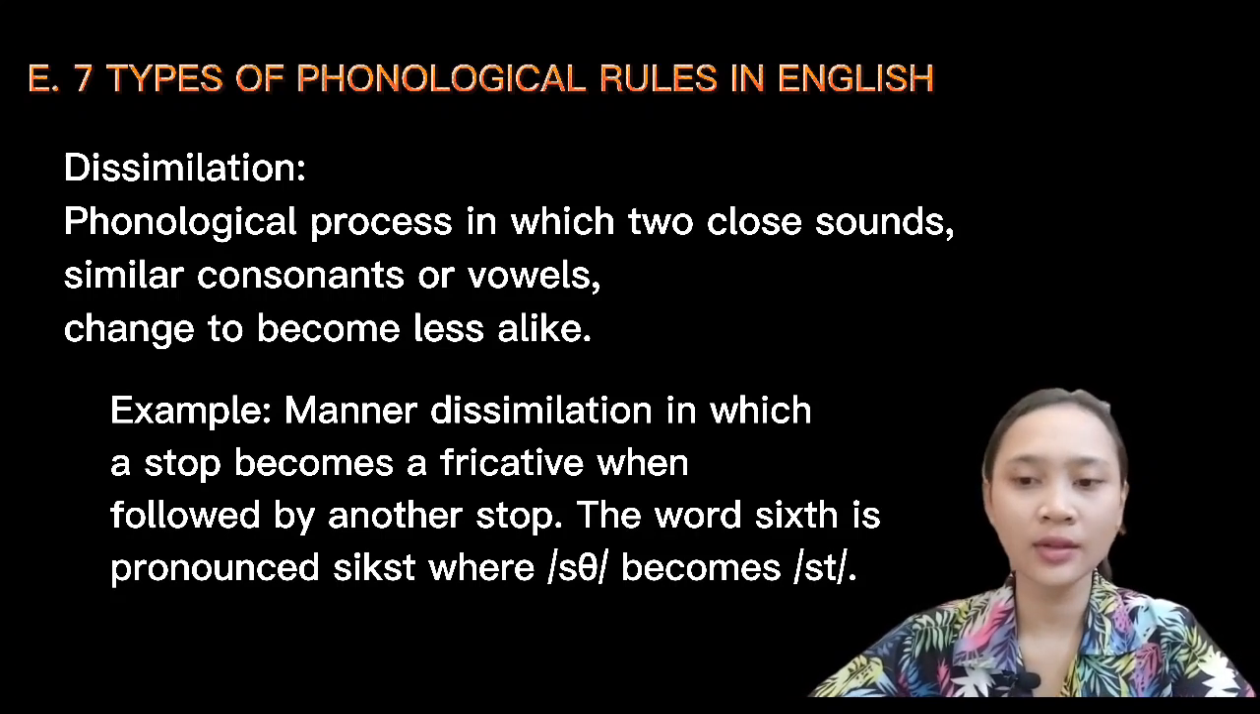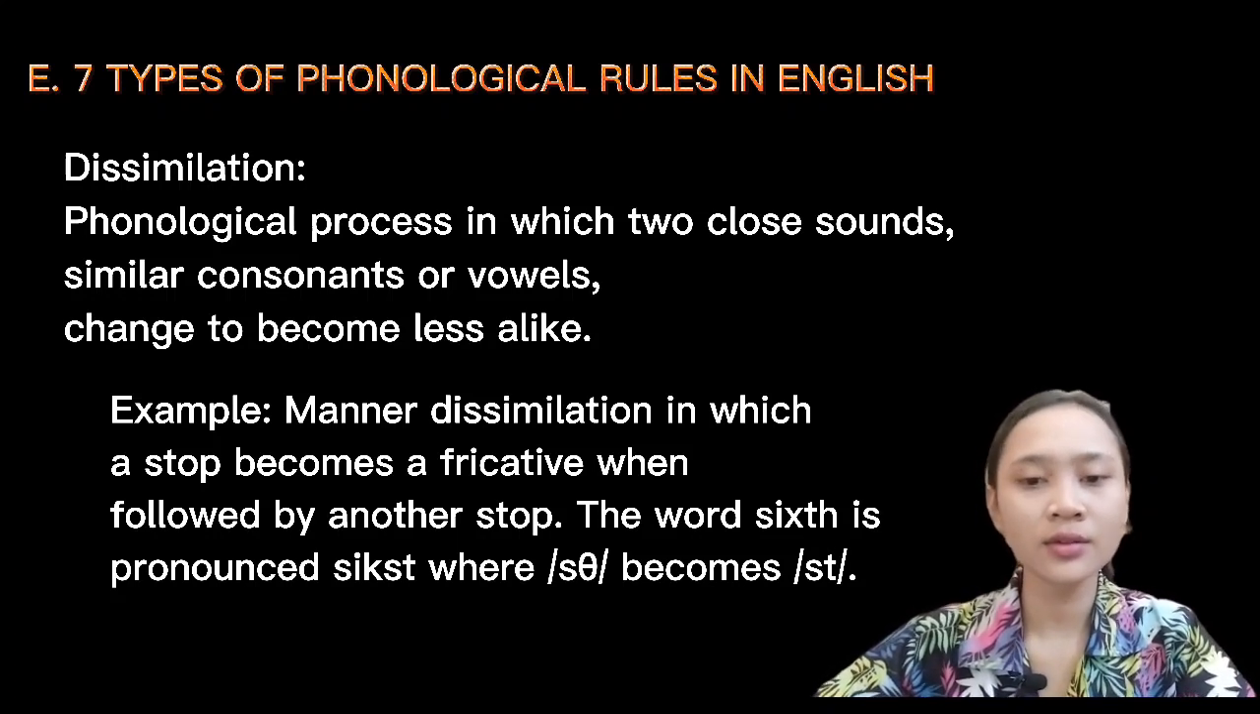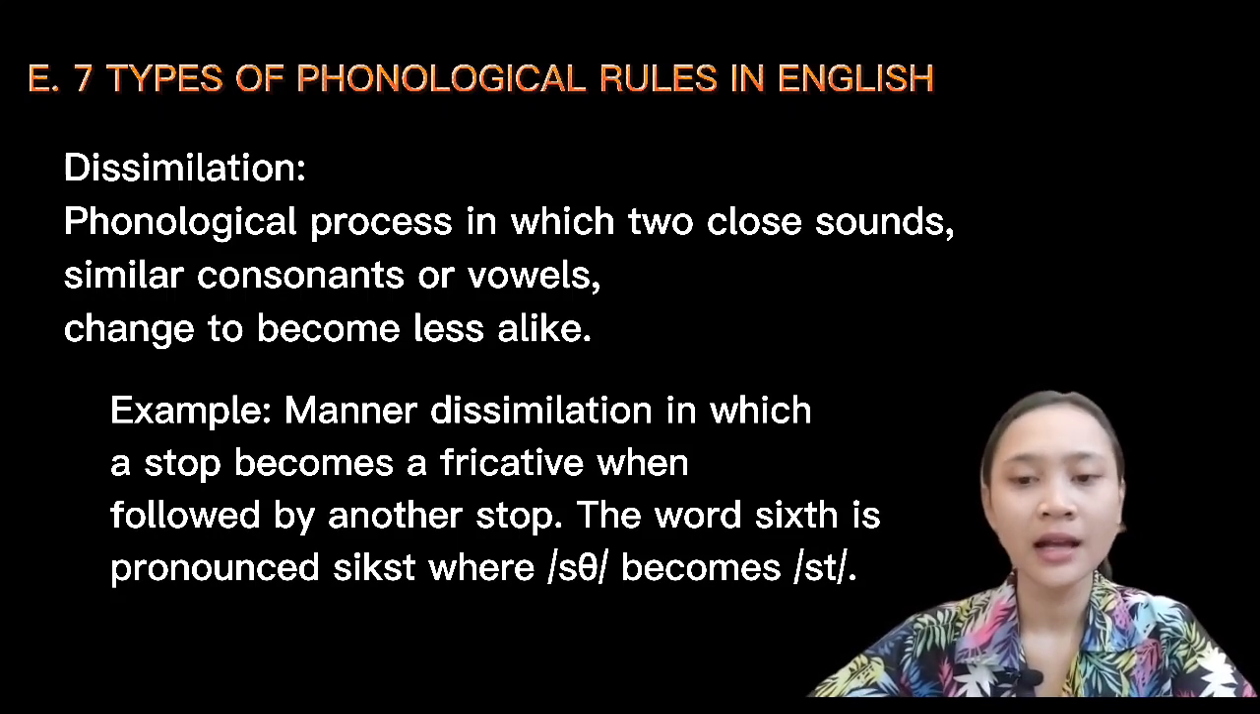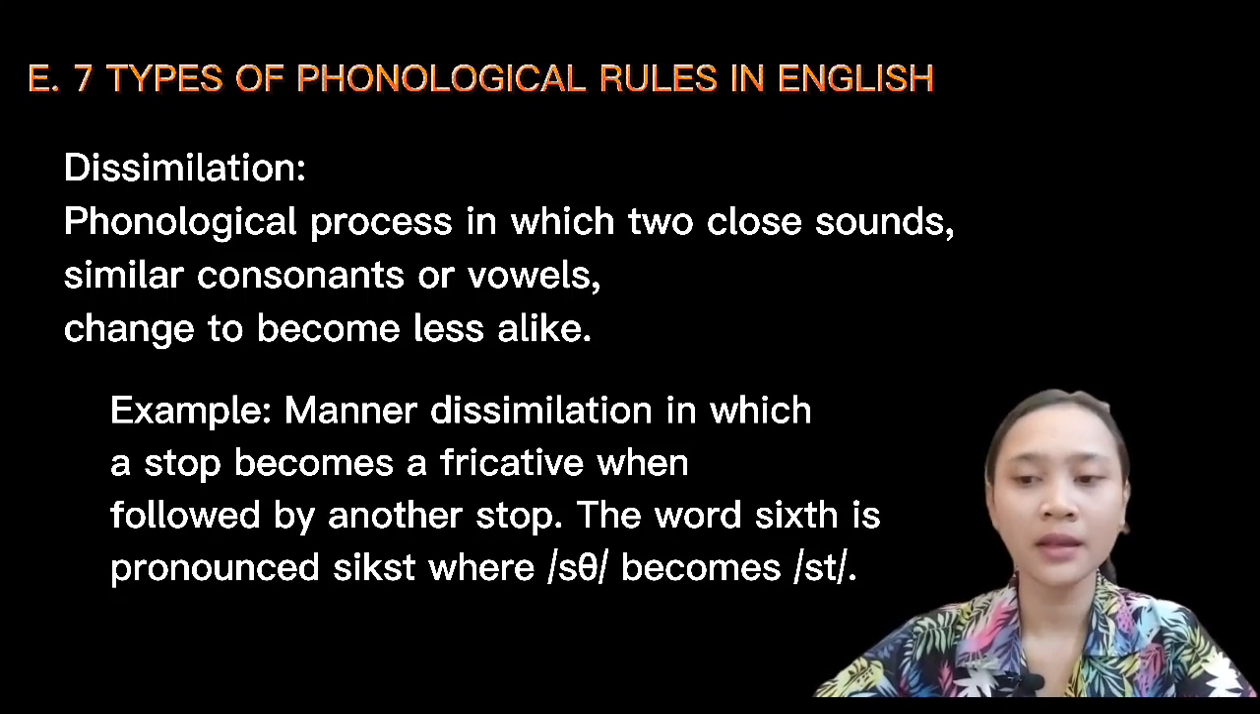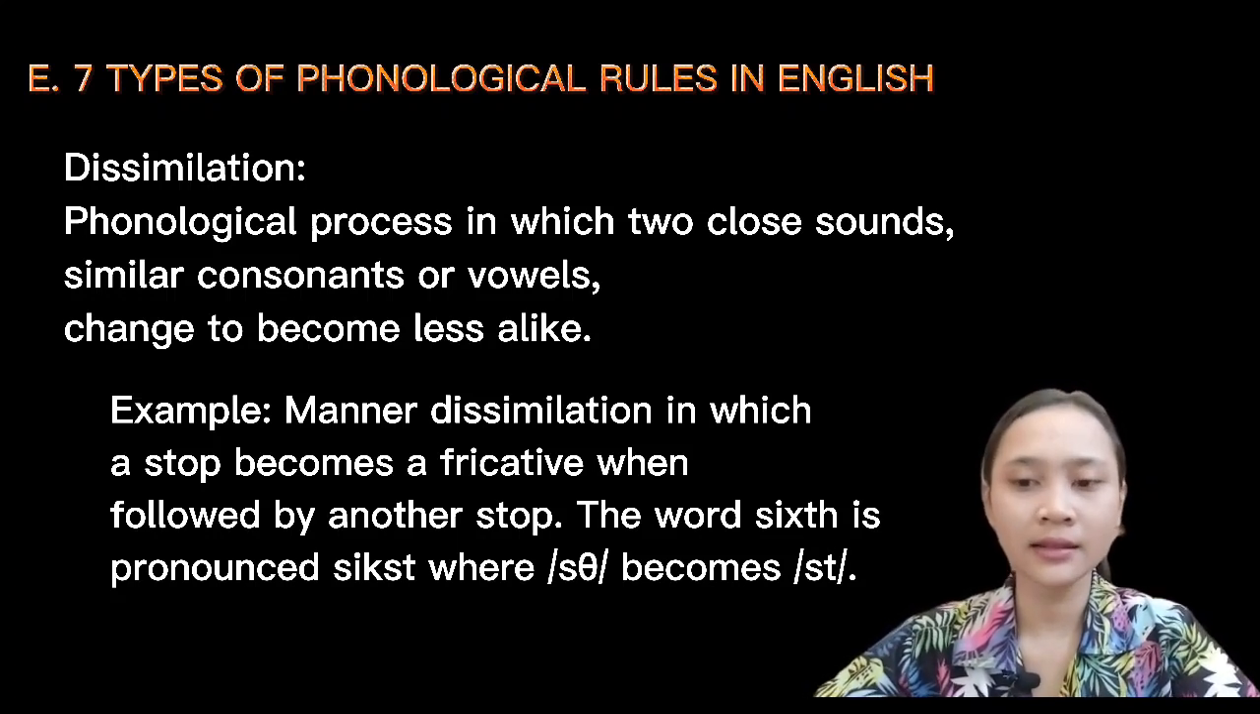And number 2, dissimilation. A phonological process in which two close sounds, similar consonants or vowels, change to become less alike. Example, manner dissimilation in which a stop becomes a fricative when followed by another stop. The word six is pronounced sikss.